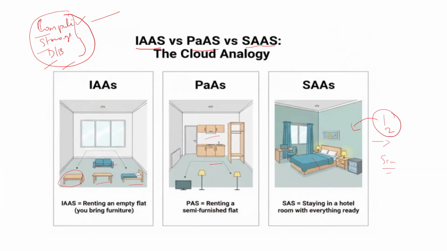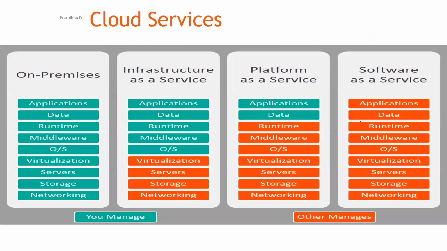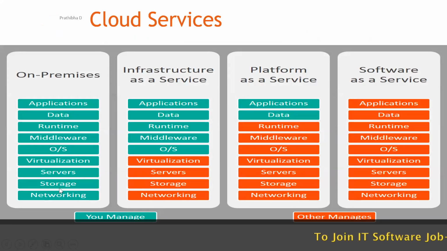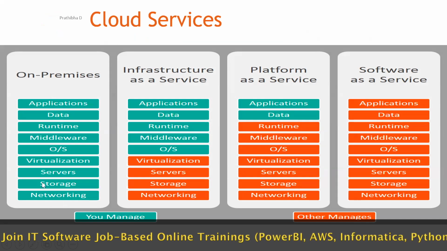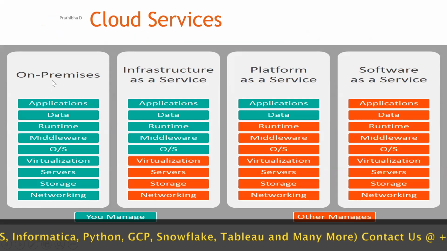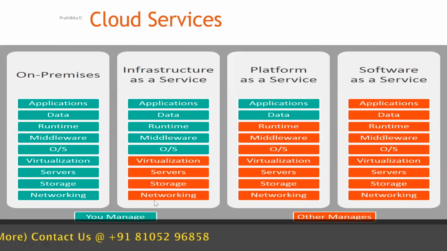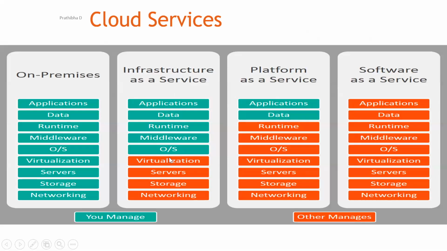If I compare it to how exactly my services look, this is how it looks. This is my on-premises. The entire infrastructure of your server, storage, application, networking, everything is taken care of by whom? It is taken care of by the person who owns it. This is for the on-premises setup. Whereas in infrastructure as a service, you're getting all these services.